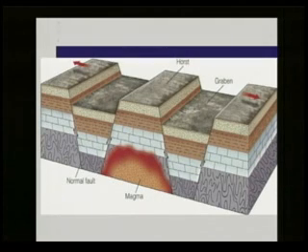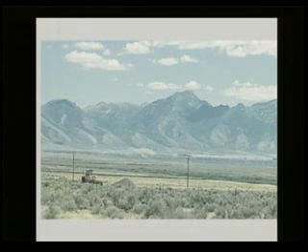Here we have tensional force. Remember, we're basically pulling the crust off in opposite directions. This is divergence. The uplifted blocks are called horsts. The downdrop blocks are called grabens. The Humboldt Range in Nevada is actually a horst. It's bounded by normal faults.